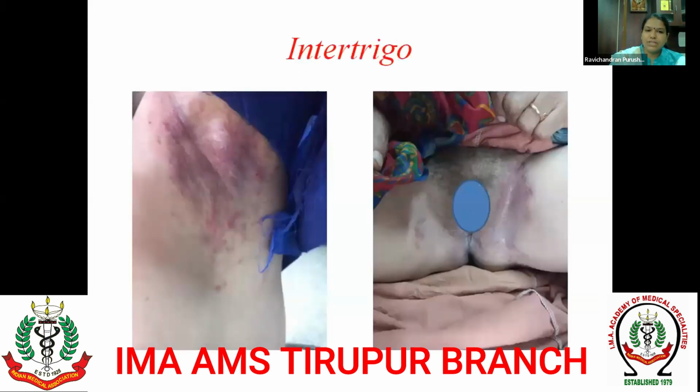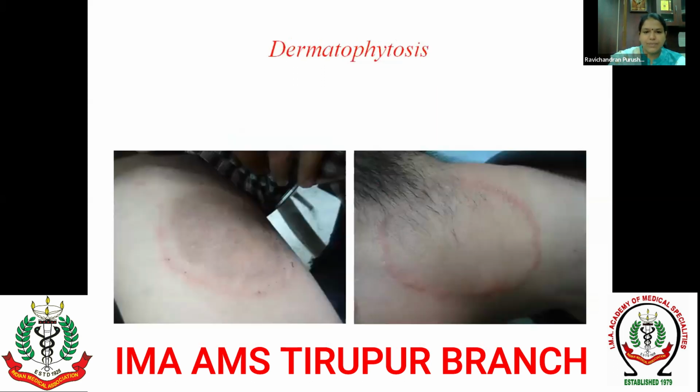We can appreciate fungal infections, such as candida, mainly over the flexural areas. These are intertriginous areas where we can get fungal infections. And in dermatophytosis, we can appreciate well-defined lesions with central clearing, mainly over the flexural areas. Depending on the site, we mention it as tinea cruris, corporis, pedis, manuum.